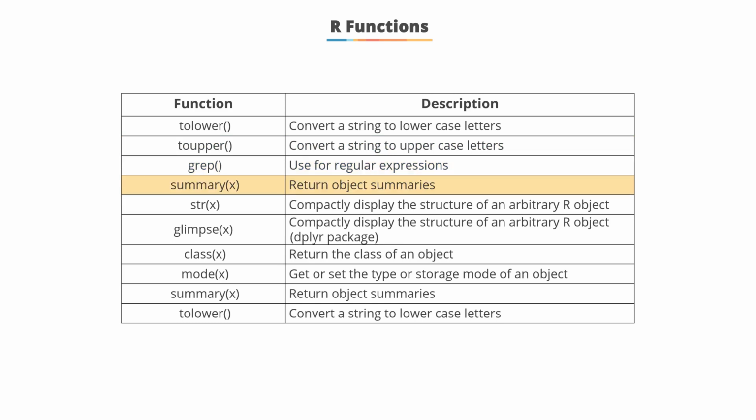You can use the summary command for object summaries. str is one of the most common functions you'll use when exploring a data set because it allows you to see the structure of the R objects. Glimpse is similar to structure, but it's used through the dplyr package. Class will show you the classes of the objects. Mode will get or set the types of storage modes of an object. Summary again returns object summaries, and there's toLower again as well for converting those strings.